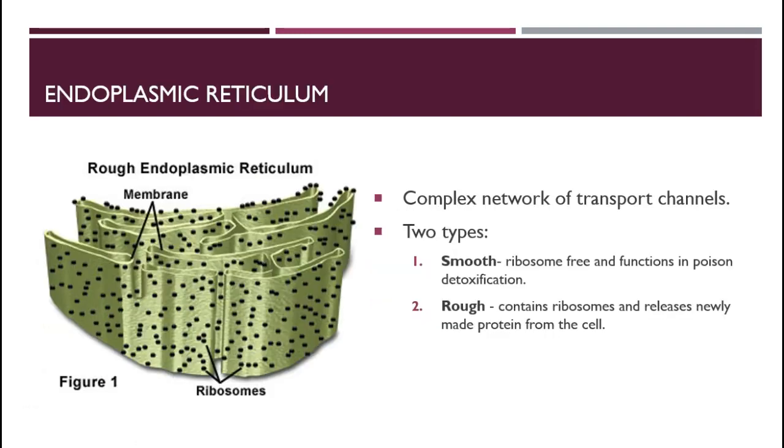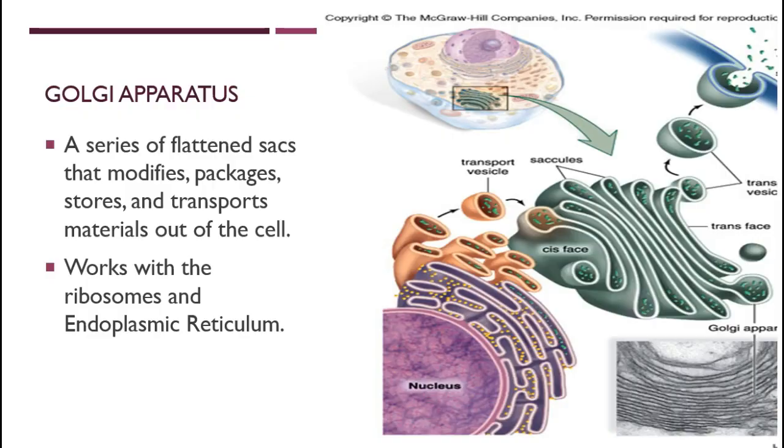This is the endoplasmic reticulum. It has two types, the smooth endoplasmic reticulum and the rough endoplasmic reticulum. The smooth endoplasmic reticulum is ribosome-free, while the rough one contains attached ribosomes. The Golgi apparatus is a series of flattened sacs that modifies, packages, stores, and transports materials out of the cell. It works closely with the ER and ribosomes.